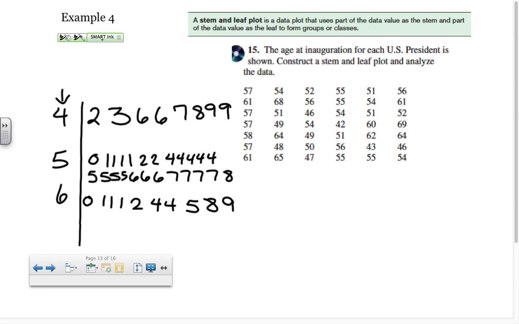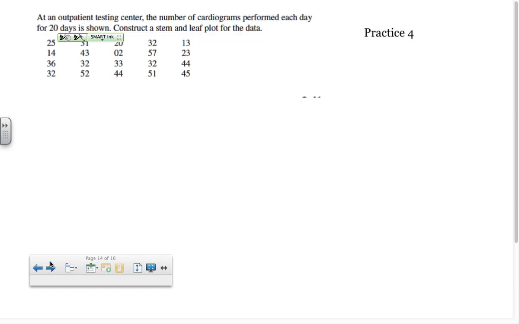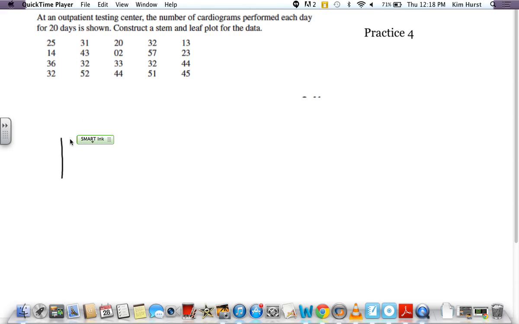So these are really nice when you're trying to find medians and modes and that kind of stuff. They help you really see those. We're going to get into that in the next lesson. So here's example 4. Here's your practice problem for example 4. Please make sure that you pause the video and do the practice problem. There's not quite as many numbers in this problem as there was in the example.